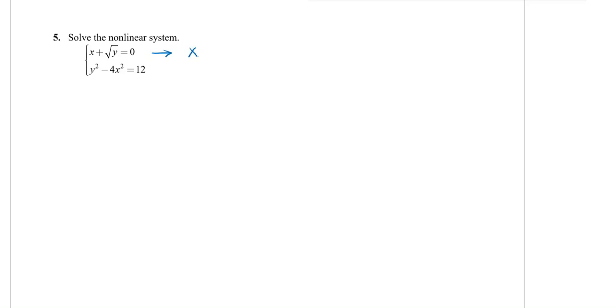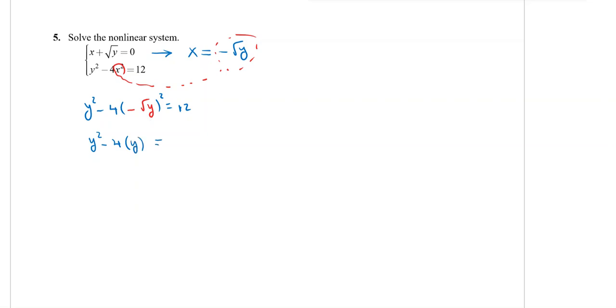We can just get x by itself in the first equation, and then that is going to substitute for x in the second equation. So let's copy what the second equation says. Copy everything there. Just send x home. x as a substitute is negative square root of y. So let's see what this equation looks like. When you get rid of those parentheses, you get y squared minus 4 times. When you square a negative square root of y, the negative squared becomes positive. Square root of y squared becomes y.